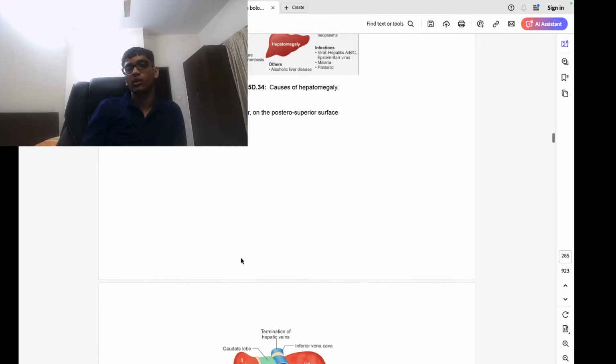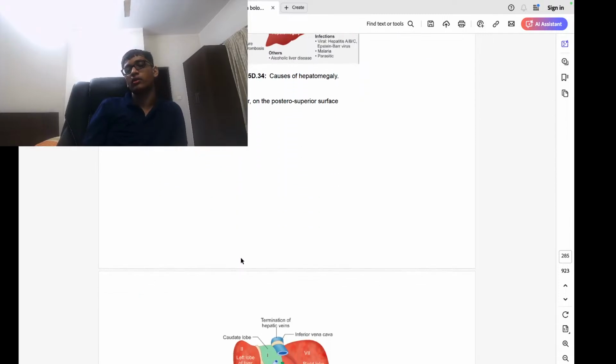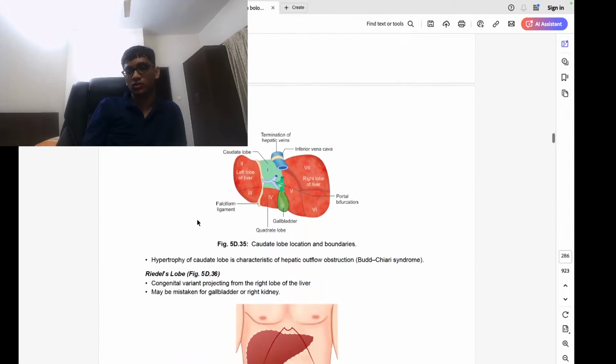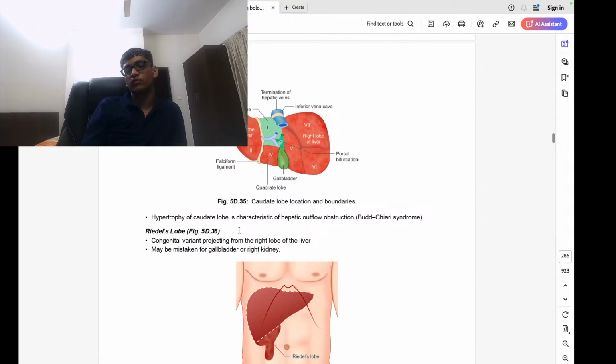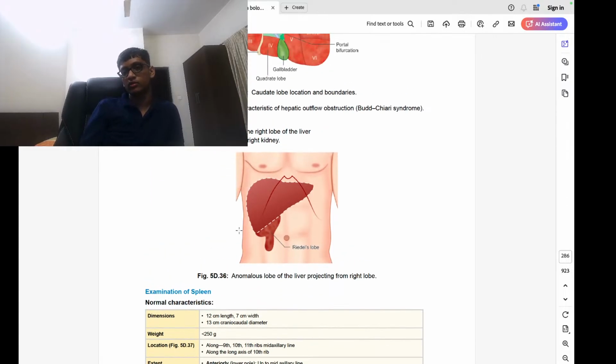Then the caudate lobe. It arises from the right lobe of the liver on the posterior superior surface. This is the caudate lobe. Hypertrophy of the caudate lobe is characteristic of hepatic outflow obstruction, which is Budd-Chiari syndrome. It will be hypertrophied.